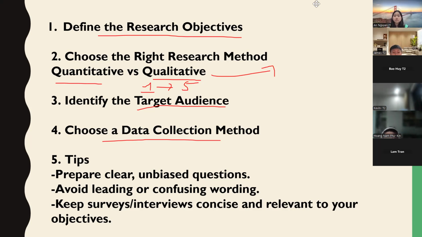So remember, everyone, the way you collect your data is very important. It could be a disaster if you don't pay attention to this one. And number five, there are several things that you need to pay attention to. You need to prepare very clear and unbiased questions. So what do I mean by unbiased question? For example, it has been proven that people, when they are not sure about something, are very likely to say yes. That is a fact, right?